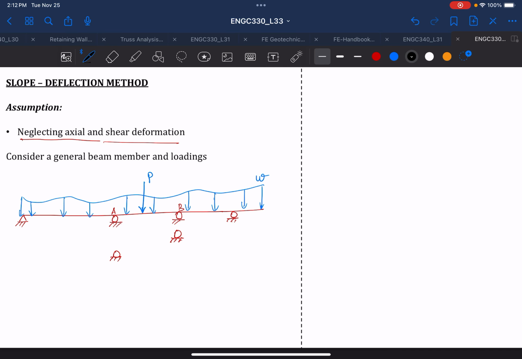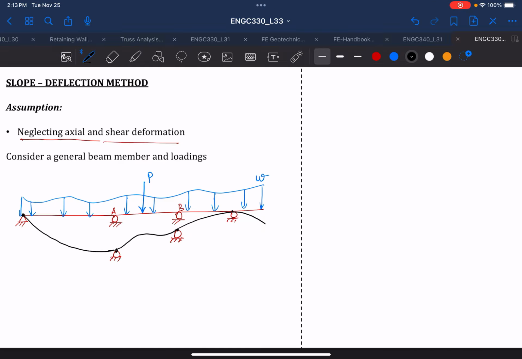If we draw the deflection of this beam, because the beam did not move, it will stay as it is, and supports A and B will settle by some settlement value. So the whole beam will displace in this way. Okay, so that's how the beam will displace.